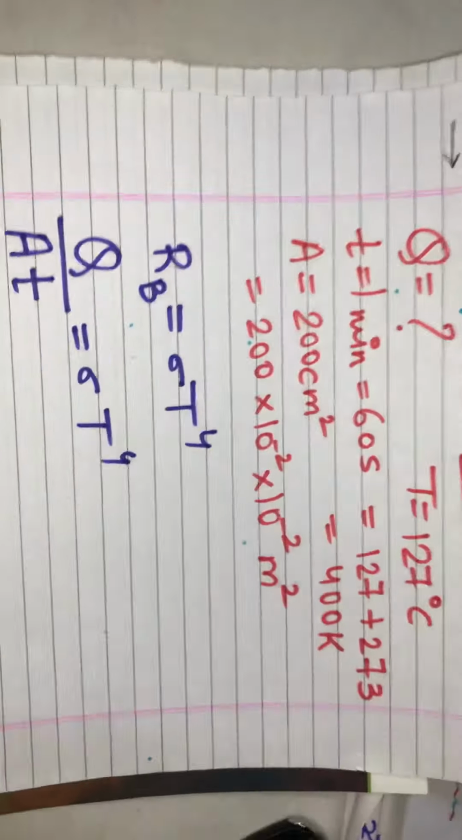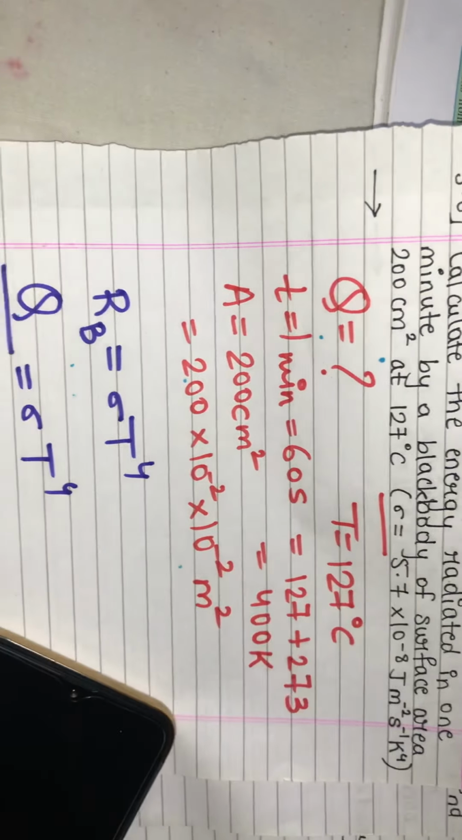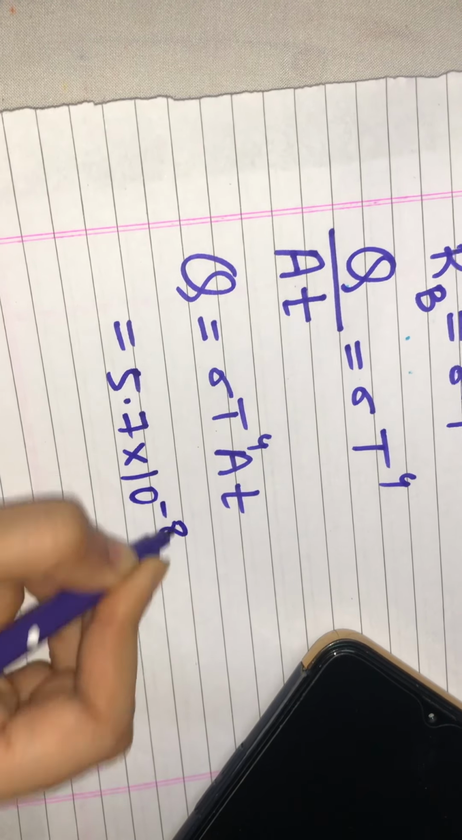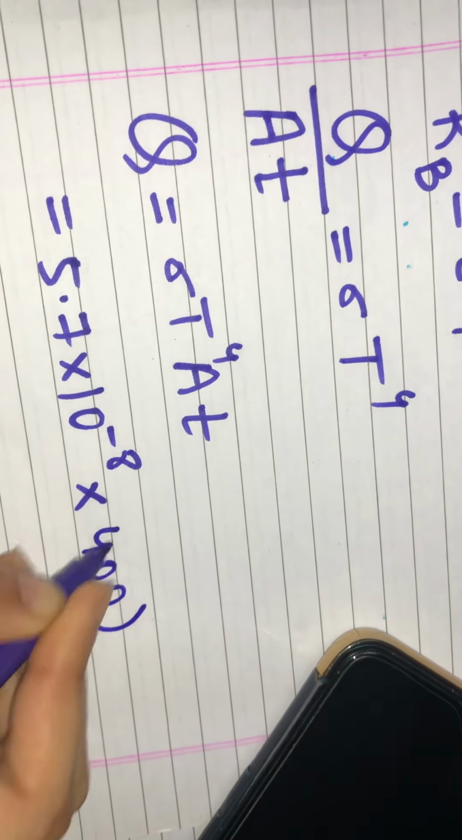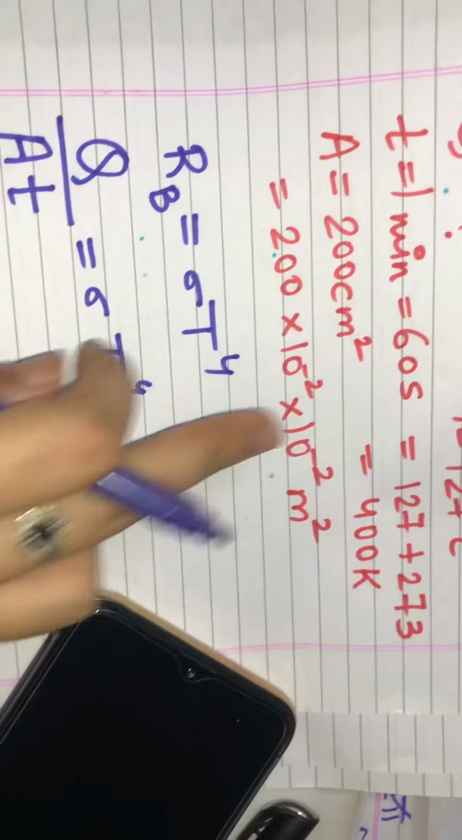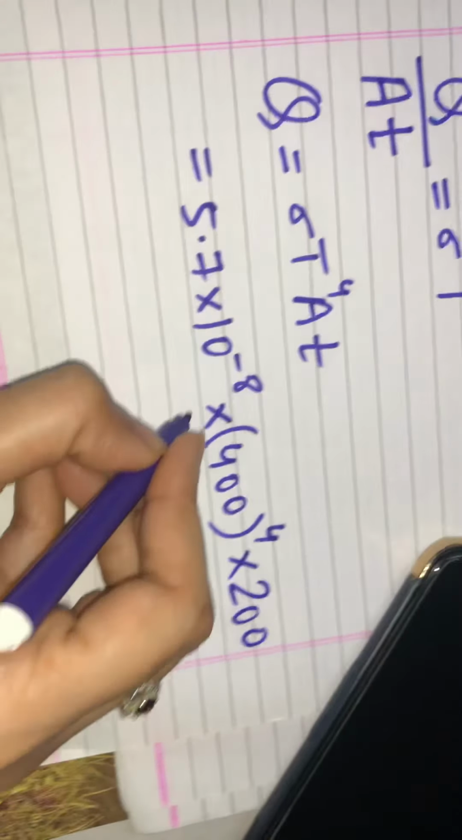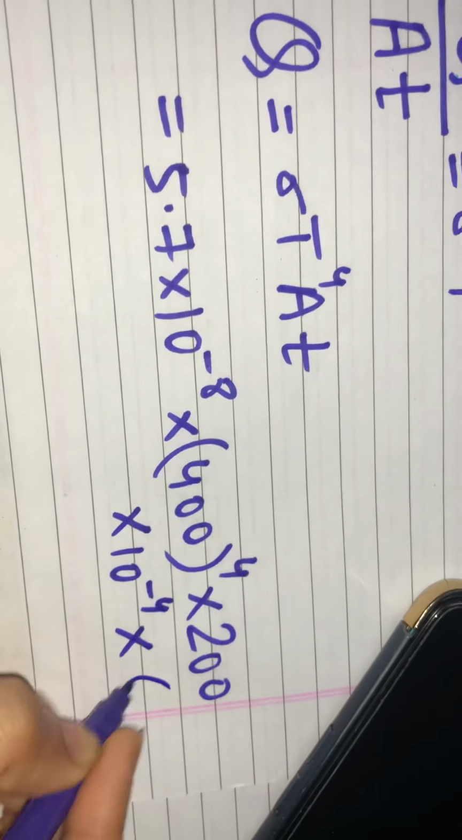What is the value of sigma given to us? 5.7 into 10 raised to minus 8. Substitute that. 5.7 into 10 raised to minus 8 into the temperature, that is 400 raised to 4. Area given to us is 200 into 10 raised to minus 2 into 10 raised to minus 2, that is 10 raised to minus 4. So that is 200 into 10 raised to minus 4 into the time, that is 60 seconds.